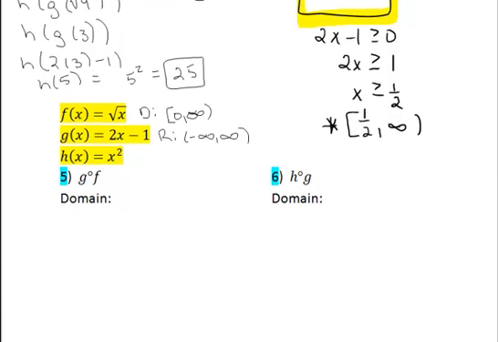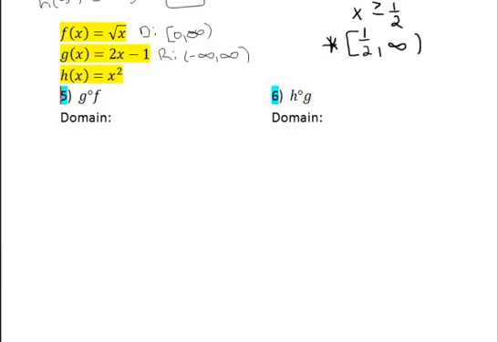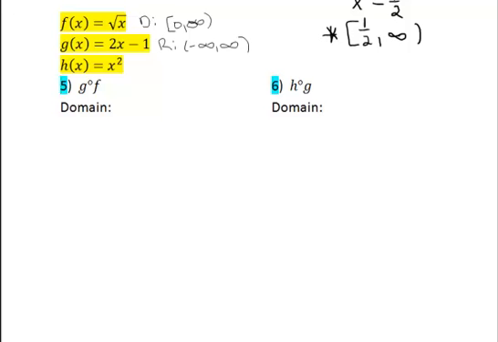Try a couple more. So this time we want to find g of f. That's g of f of x. So we need to find the domain of f, which is here. That's going to be 0 to infinity. And then we find the composition.